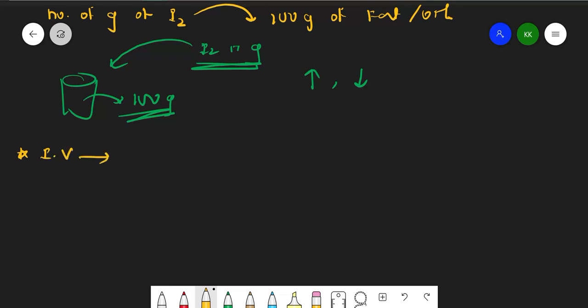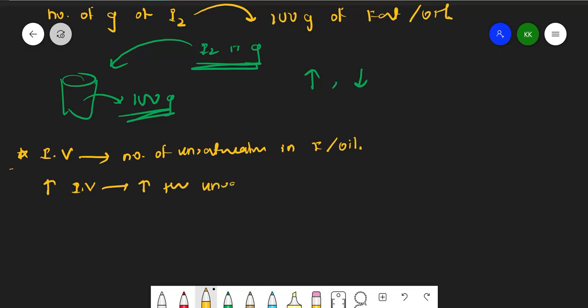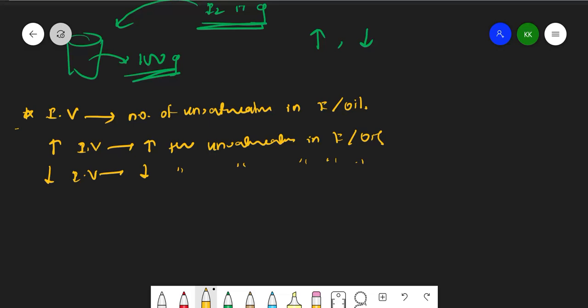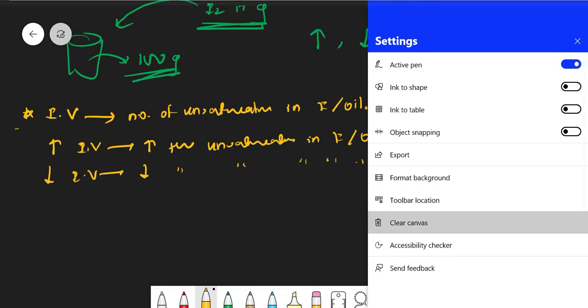IV, iodine value, always tells us the number of unsaturation in fat or oil. So greater the IV, greater the unsaturation in fat or oil. Like that you remember. Smaller the IV, smaller the unsaturation in fat and oil. So how will it tell this unsaturation? Let me give you the reaction and then I will tell you.